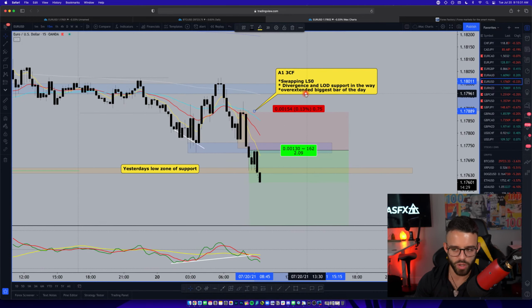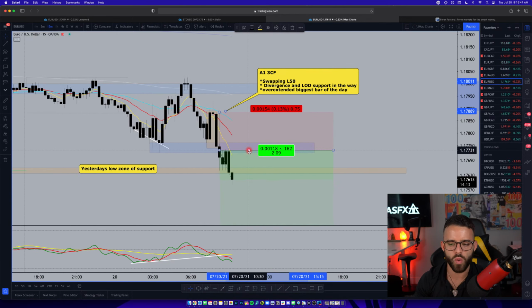It also not only was a swapping liquid 50, you've got divergence at the current low of day in your way, and you've got yesterday's low in your way. And it was an overextended entry candle. It was the biggest body of the day. So those 3 things in our system, in the Asfx systems that I teach in the courses, those 3 things are what we call knocks against the trade, and that's why I'm not in this.